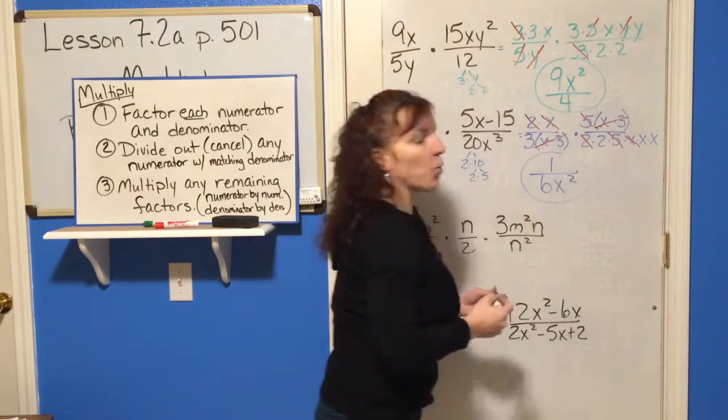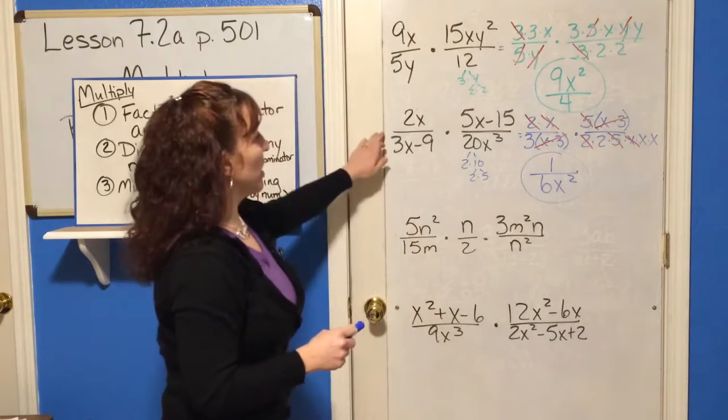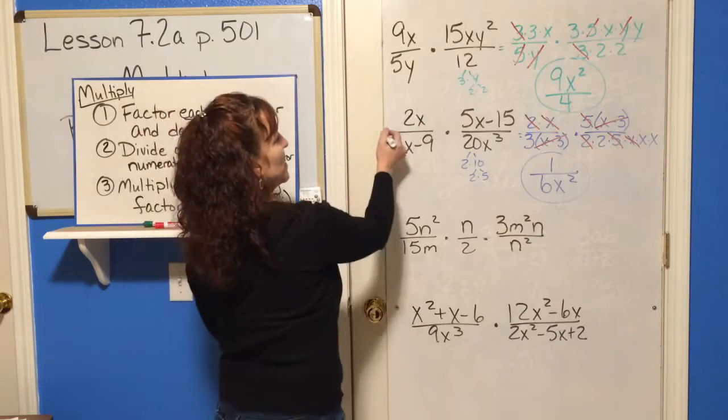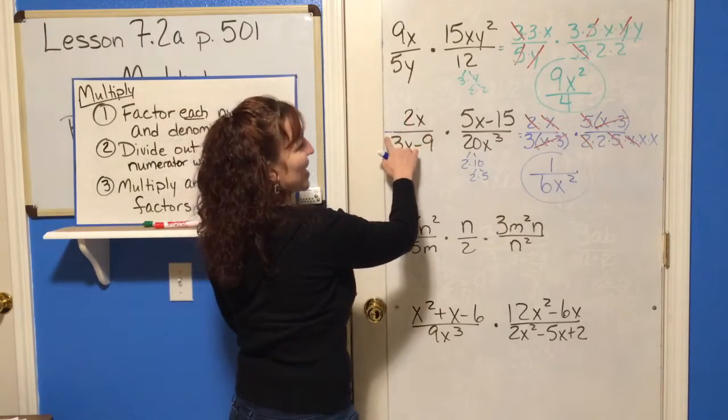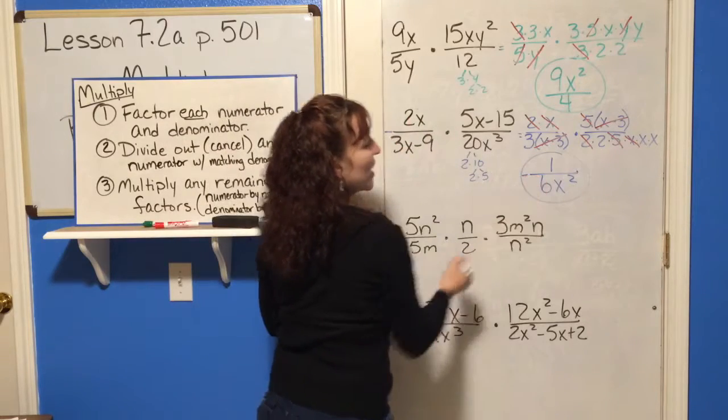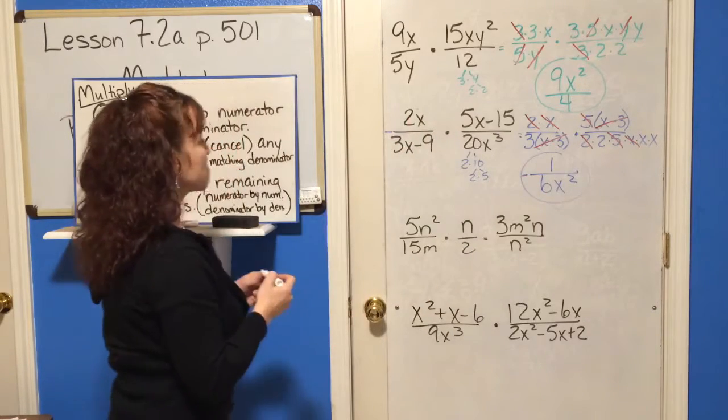There will be some in your homework that have some negatives thrown in front of them. They'll just look like this. It'll be a negative times that. And in that case, a negative times a positive would make this whole answer negative. Okay? All right.